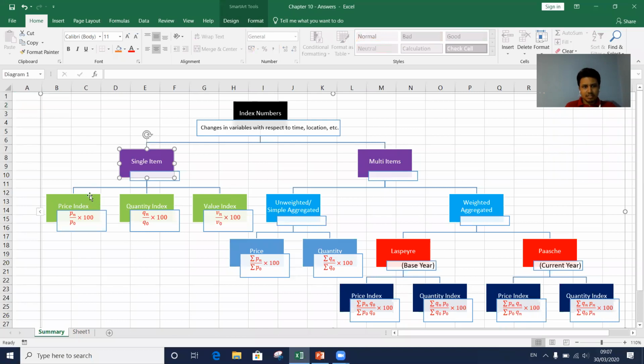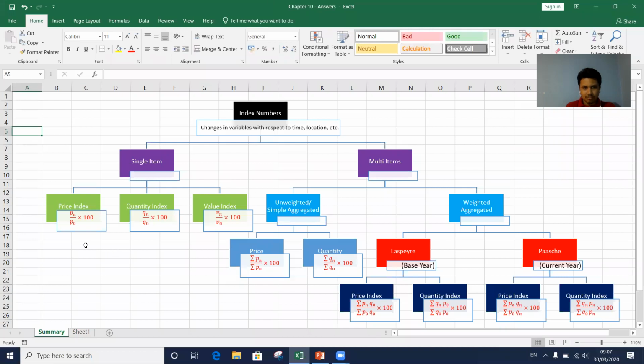Single item, again we have divided into three. What? Price indices, quantity indices, and value indices. Right. So what is the common thing you observe in these three types of indices? Price, quantity, and value. What is the common thing you can identify over here?